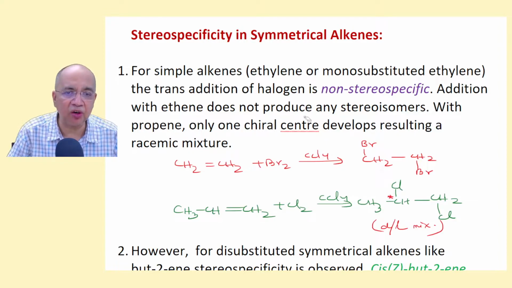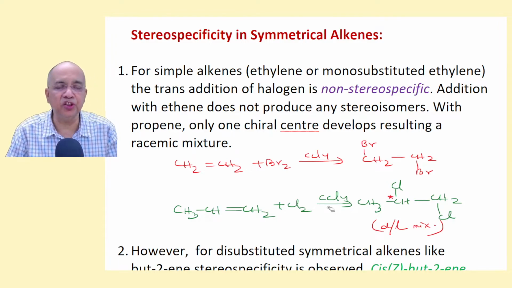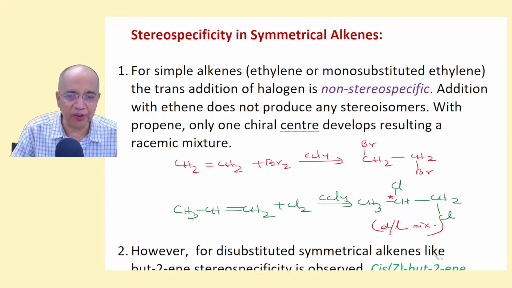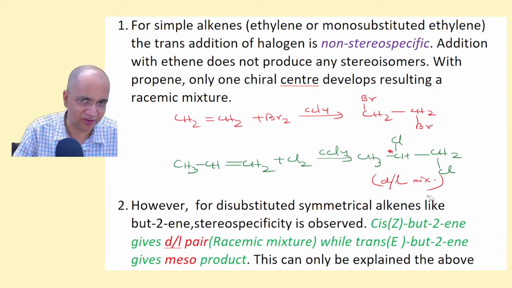Addition with ethene does not produce any stereoisomers. There is no chiral center here. With propene or butene, there is only one chiral center. That always gives a racemic mixture, because the bromonium ion intermediate will also have a mirror image stereoisomer. So in that case, the breaking of that bromonium ion or chloronium ion intermediate will produce the two different configurations, R and S or D and L mixture, right?